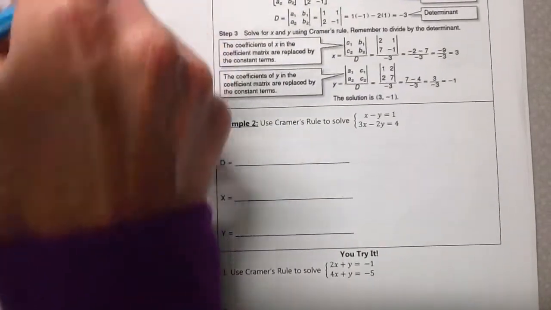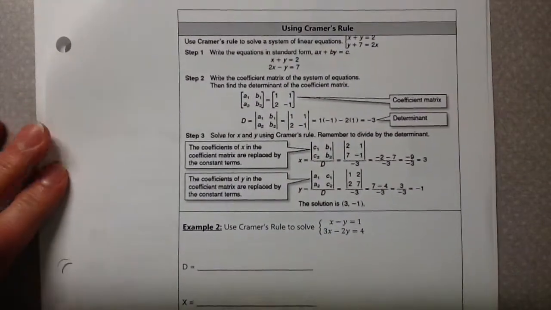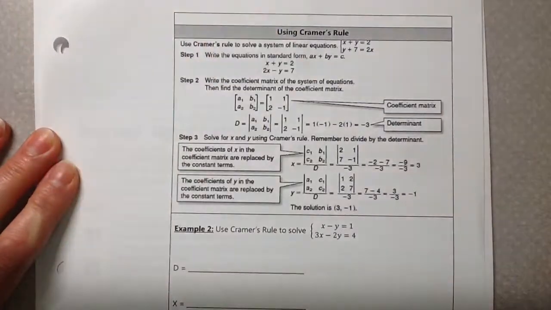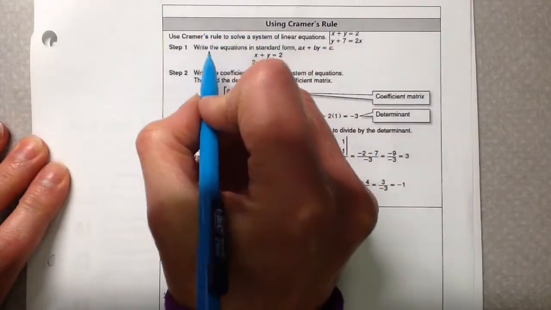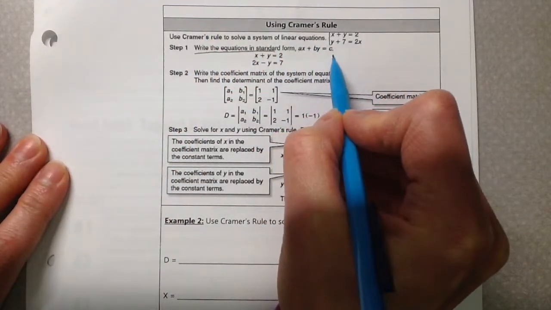Okay, let's look at the next page, and we are going to use what's called Cramer's rule to solve a system. Now, before you use substitution and elimination, we're going to do the same thing with Cramer's rule using matrices. So what we're going to do first is you have to write the equations in standard form. So ax plus by equals c.